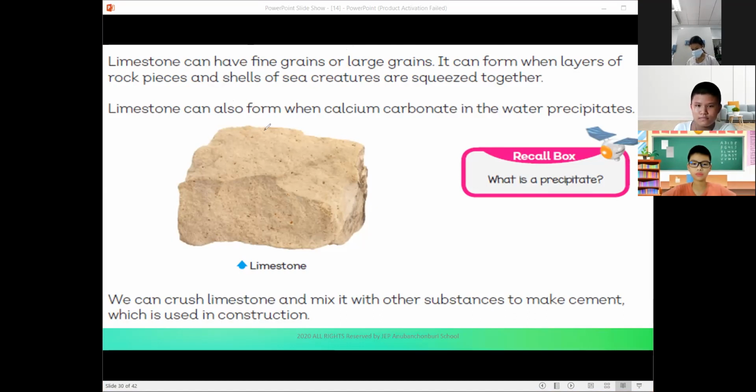So these sea creatures, and I want you to highlight this one as well. Limestone can also be formed when calcium carbonate in the water precipitates. And the same thing, if we crush a limestone and mix it with other substances, we can make cement. The same thing with shale. All right.